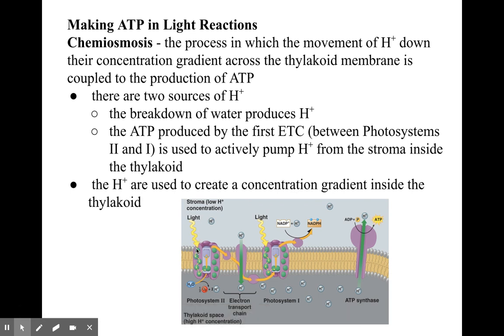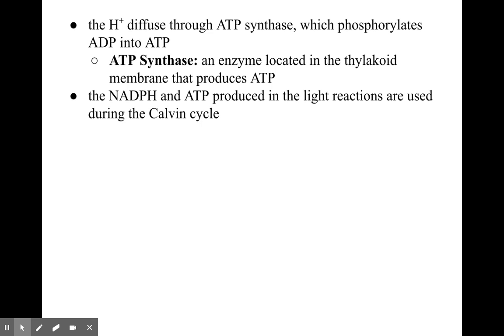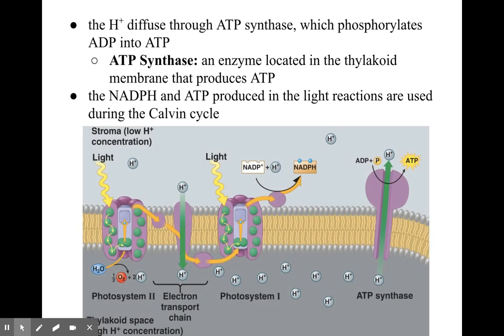The electrons that are traveling through the electron transport chain help pump hydrogen ions into the thylakoid space. The splitting of the water adds the hydrogen ions to the thylakoid space. Now there's more here than out there, so it will then diffuse through ATP synthase and make ATP. So in the end, we have made ATP and we have made NADPH. And both of those are going to be used for part 2, the Calvin cycle.